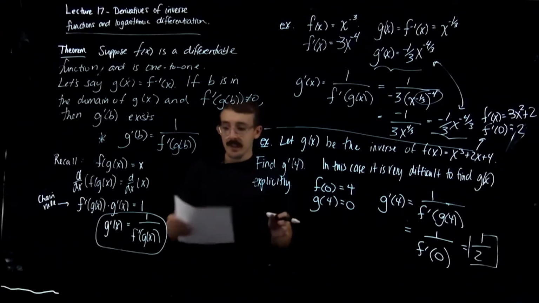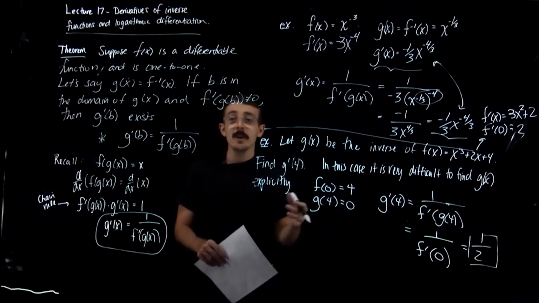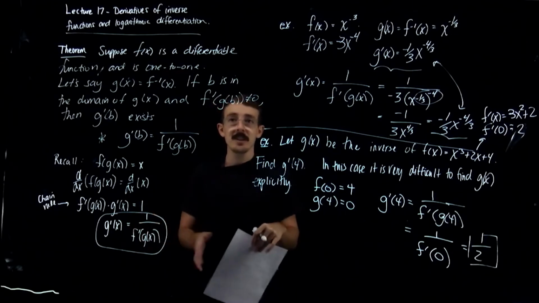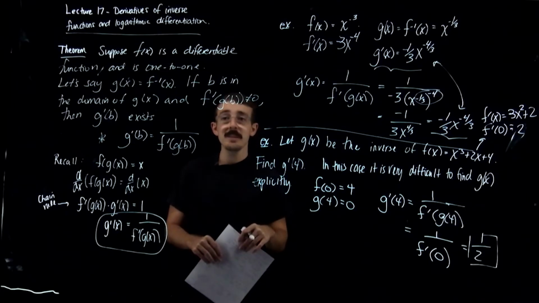OK, from here I'm going to continue on, and I'm going to show you some more derivative rules. We're going to revisit the inverse trig functions and also the ln function. I'm going to use this formula to kind of help me find the derivative rules. So I'll see you in just a moment.